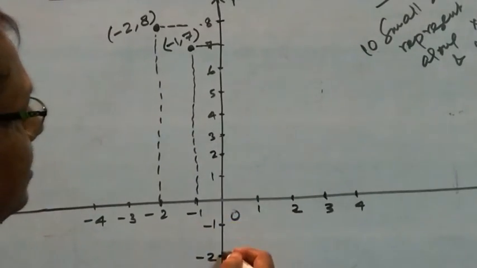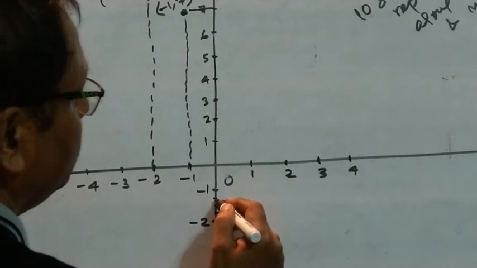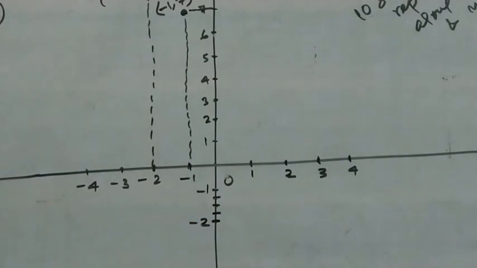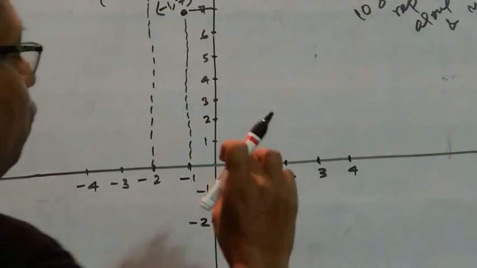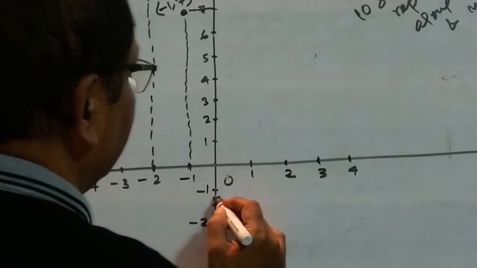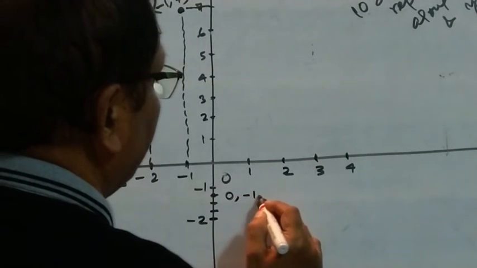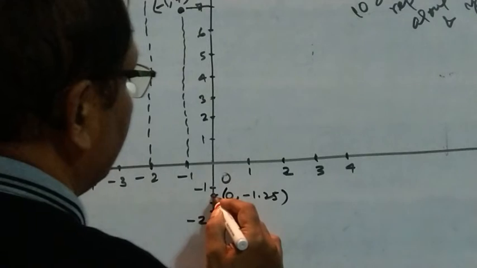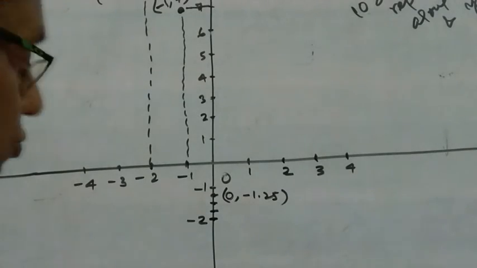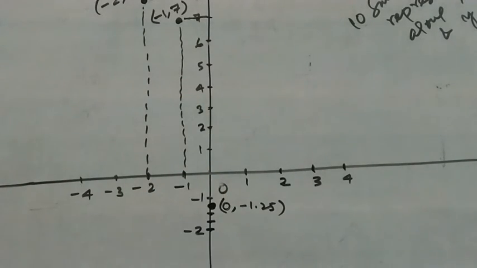See, this is 1, this is 2. We will divide it into 4 equal parts, 1, 2, 3, 4, by making 3 equal cuts. So the gap between -1 and -2 is divided into 4 equal parts by making 3 equal cuts. Now this very point will be your 0, -1.25. This is 1.25, this is 1.50, this is 1.75, this is -2. So we have plotted this very point, which represents 0, -1.25.